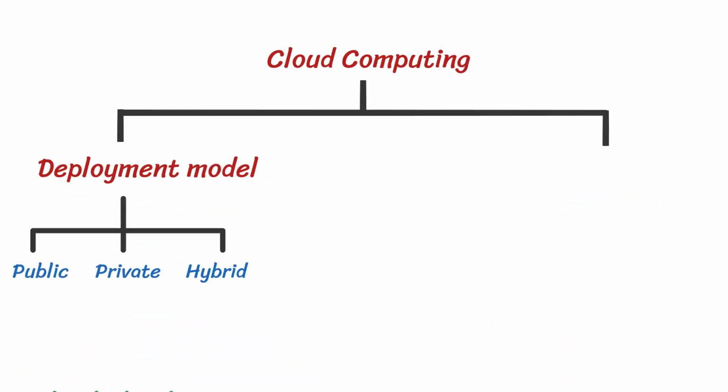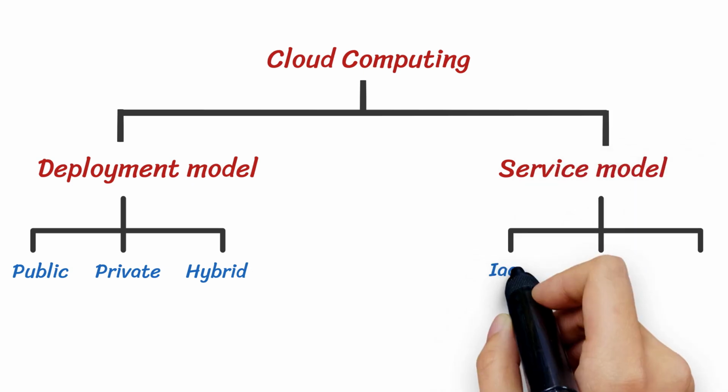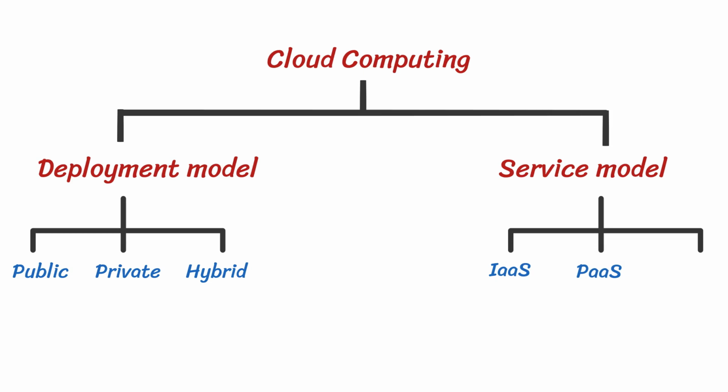In addition to deployment models, there are 3 types of service models in cloud computing. 1. IaaS. 2. PaaS. 3. SaaS. These service models represent the level of abstraction that cloud providers offer to their customers.